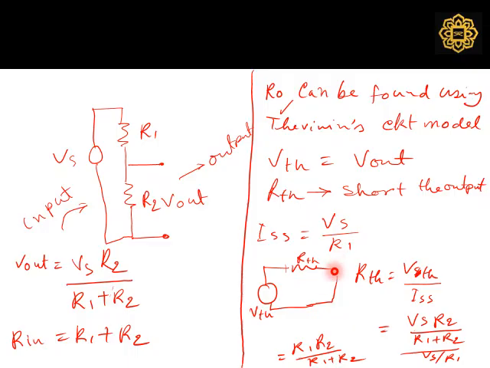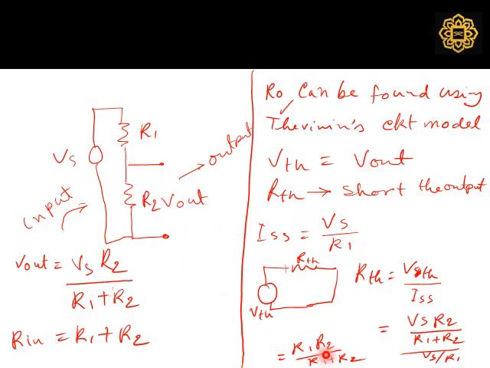ISS, Vs by R1. So this is your VTH, and this RTH is VTH by ISS, and your RTH would be equal to the parallel combination of R1 and R2. Basically, if you short these things, it will become a parallel combination of R1 and R2. This is your output impedance of the voltage divider circuit.